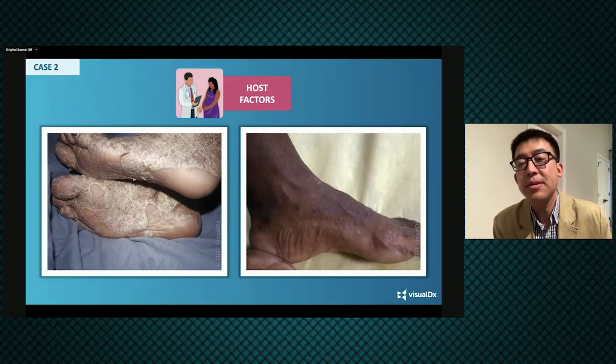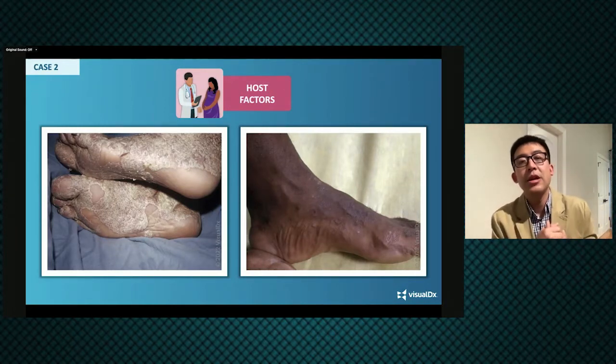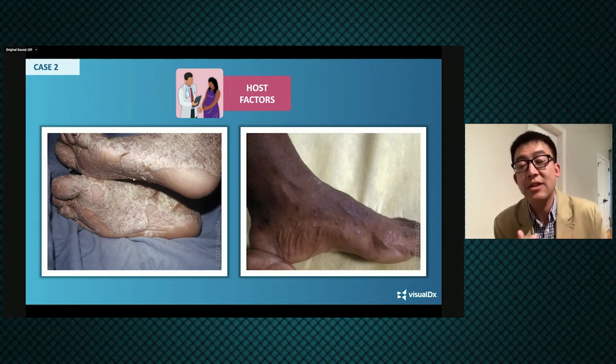So this is another example of host factors. And it's interesting because for this particular example, the host factor of immunosuppression was really iatrogenically caused. And so it's important to remember that immunosuppression of any kind can really change the morphology of a particular eruption.